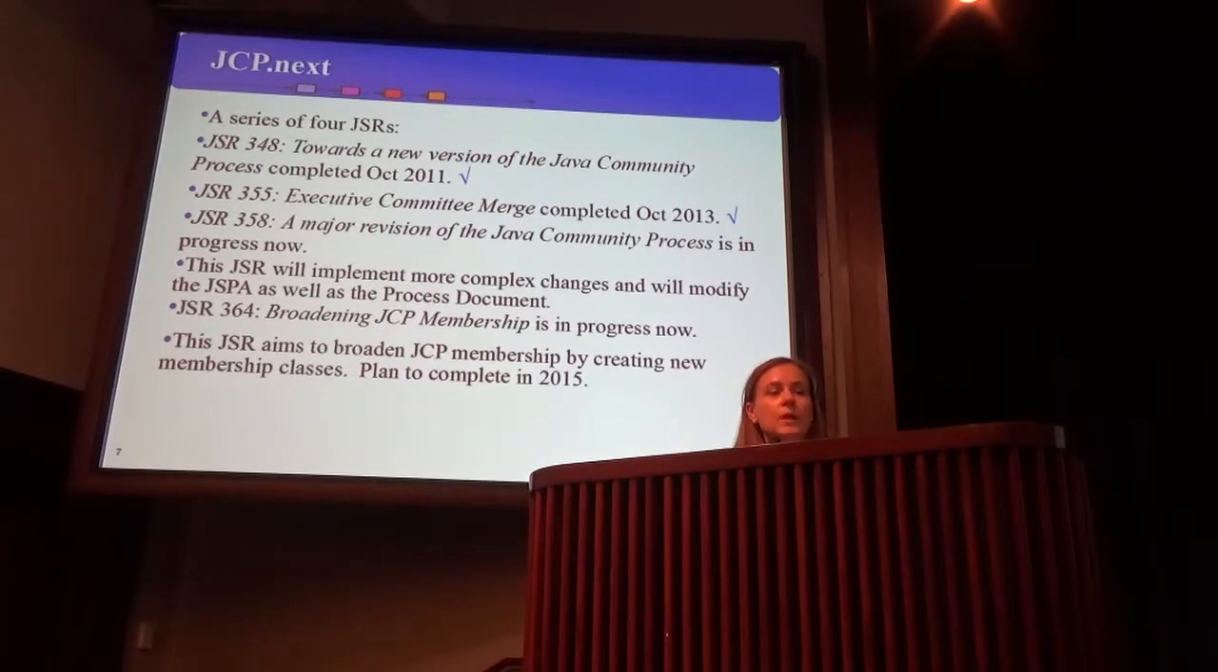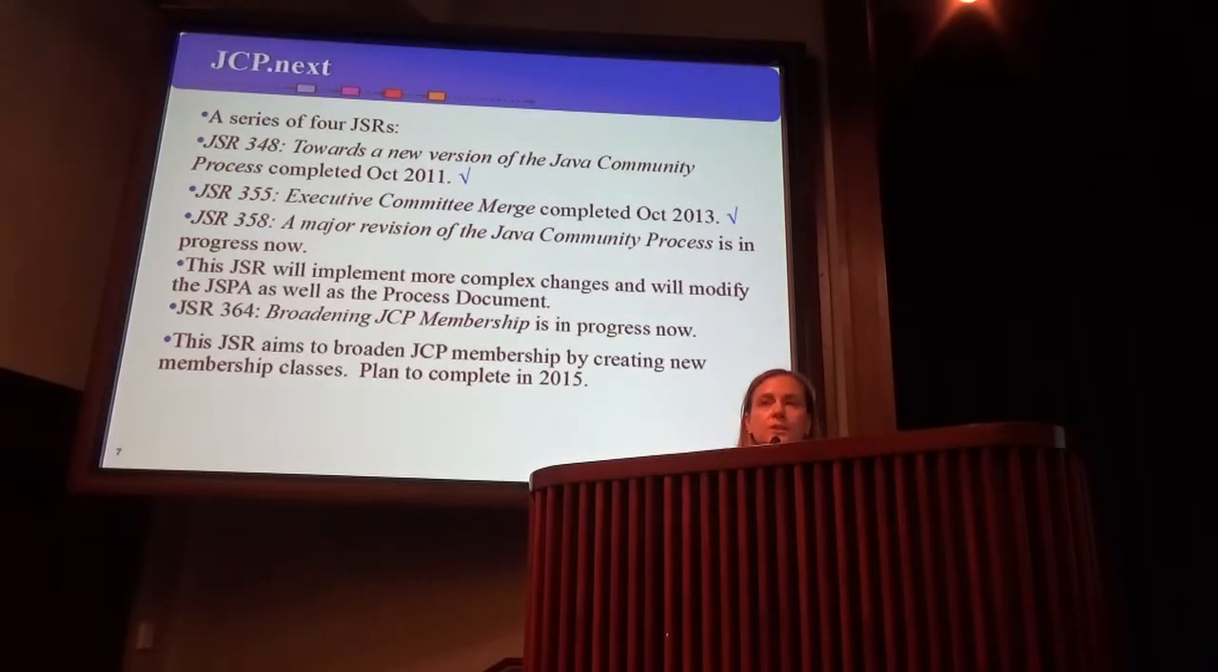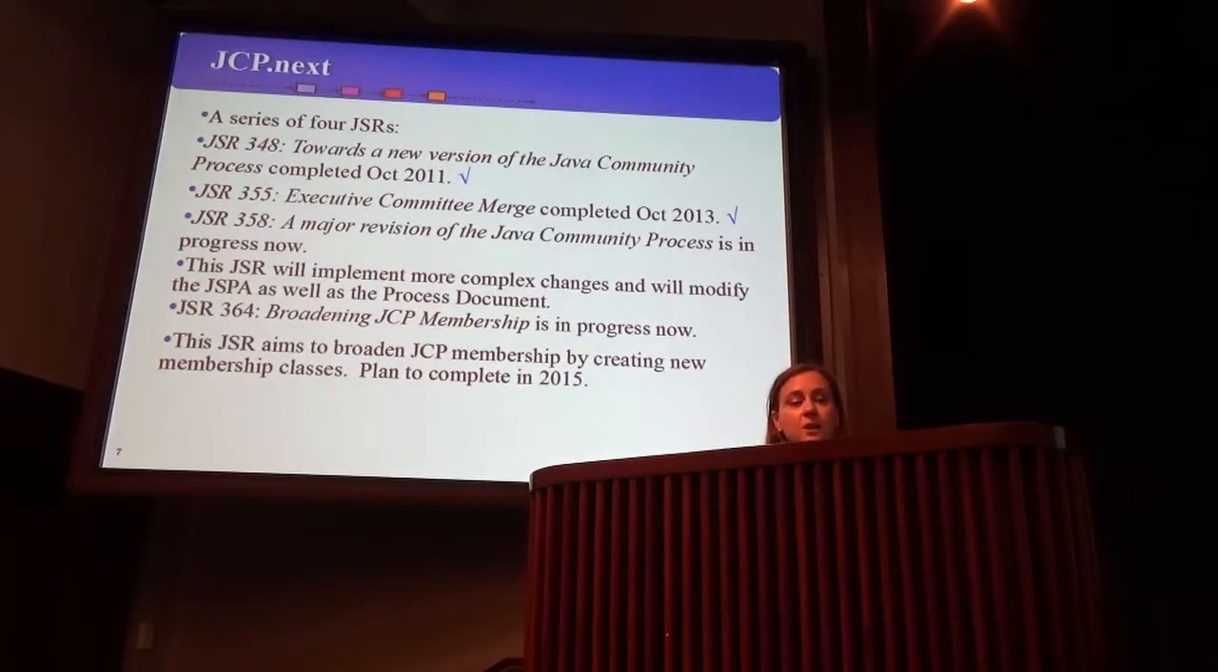And currently what we're working on are 2 initiatives. One is a little bit more complex and will be taking a little bit more time since it involves restructuring the intellectual property and the flow of IP through the JCP and our membership agreement. But the other one, which is JSR 364, is currently going on now, and that will be finalized this year. And it introduces new levels of membership.